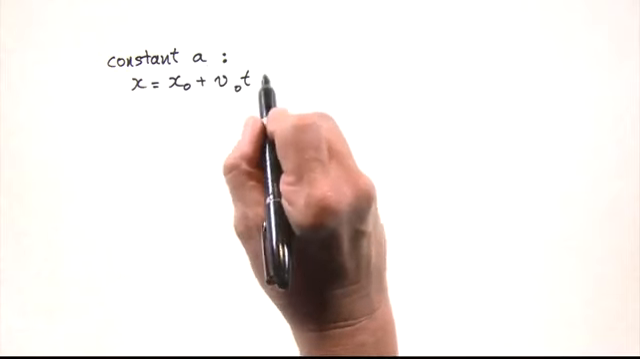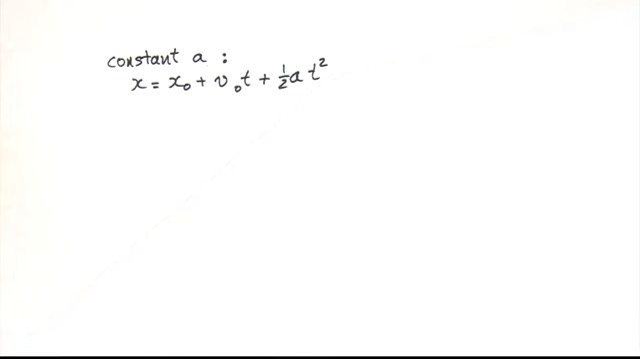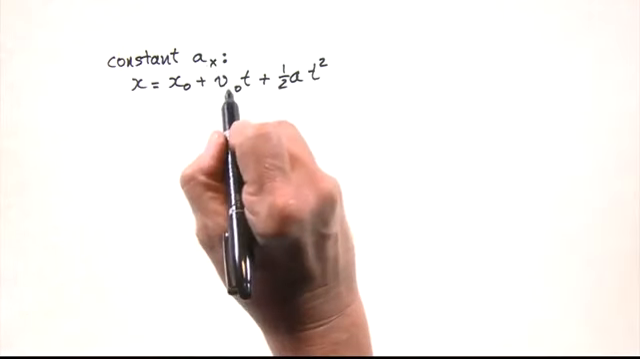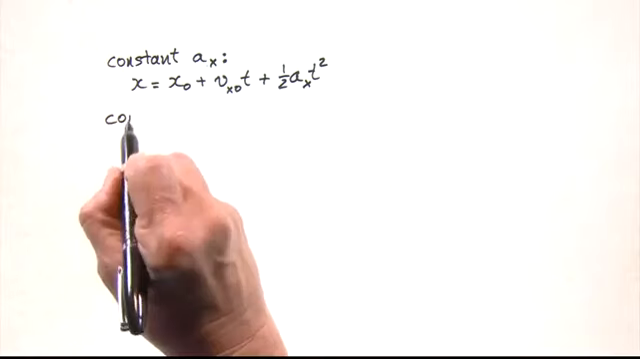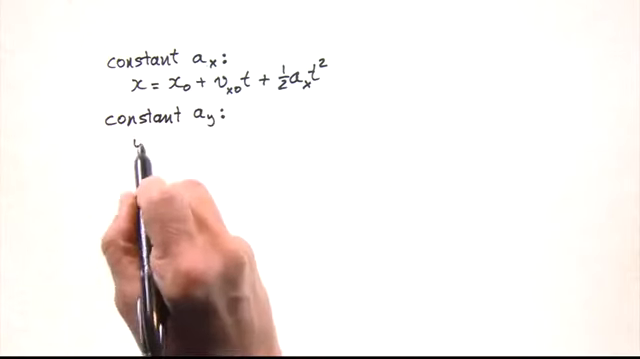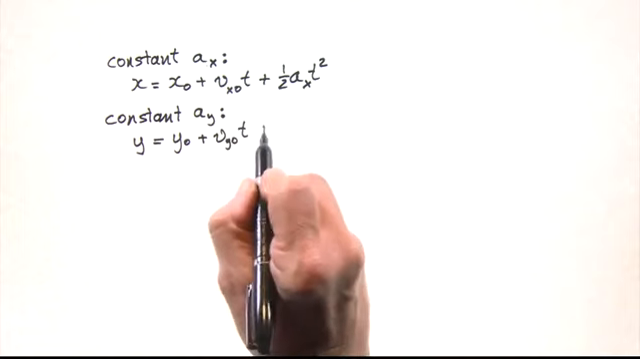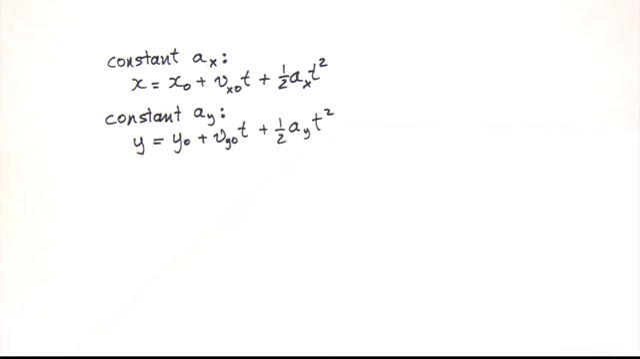Here's the equation we wrote last week for constant acceleration. Let's add the subscript x to show the velocity and the acceleration are in the x direction. Here's the analogous equation for the y direction. We'll use x for horizontal and y for vertical.